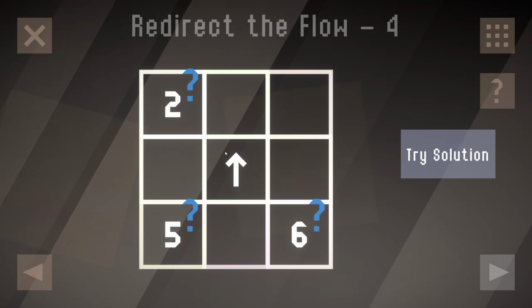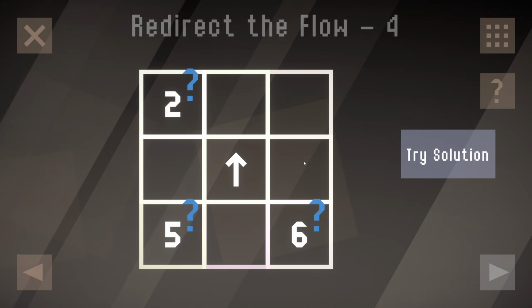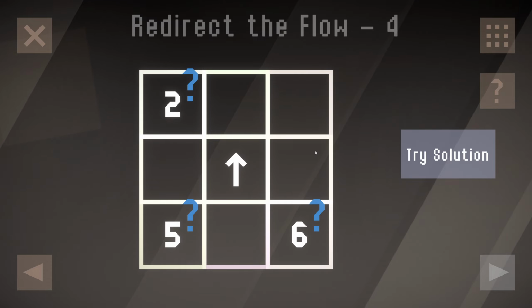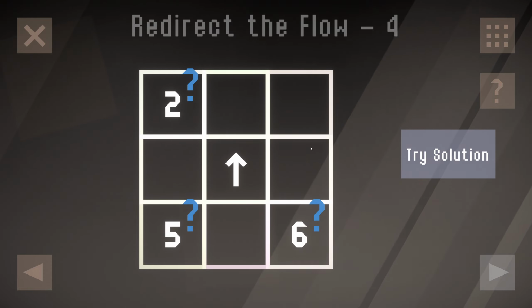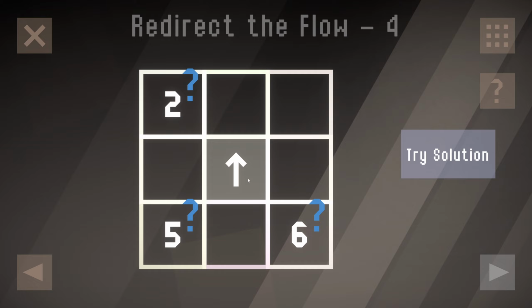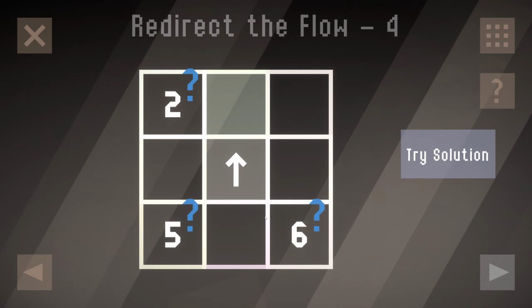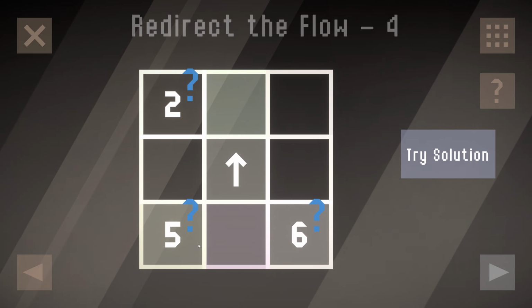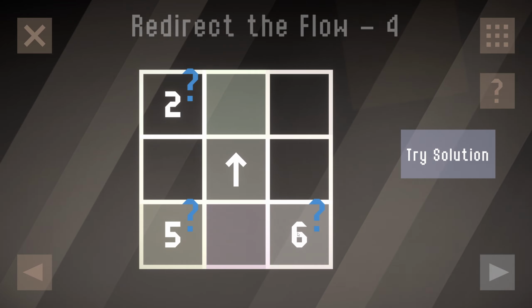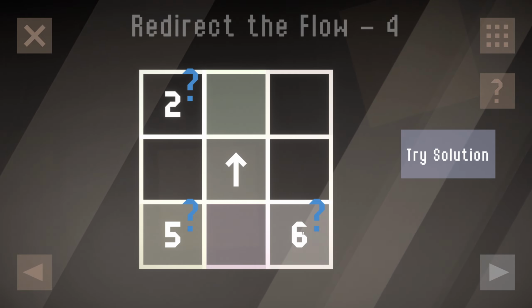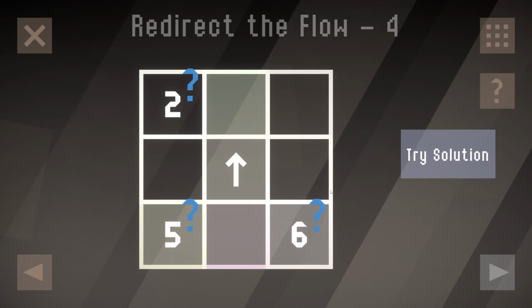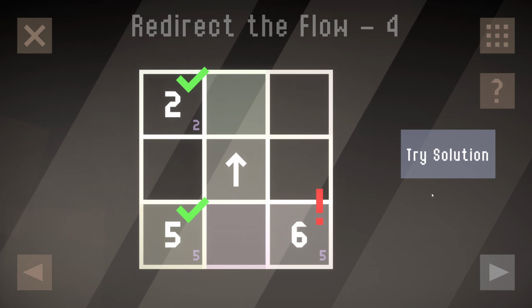Redirect the flow 4. The intended way, it gives you the level solution. I don't want the level solution. Thank you. So this arrow is immediately going to prompt stuff to move into this space. One, 2, 3, 4, 5. 1, 2, 3, 4, 5. So these are both 5 right now.